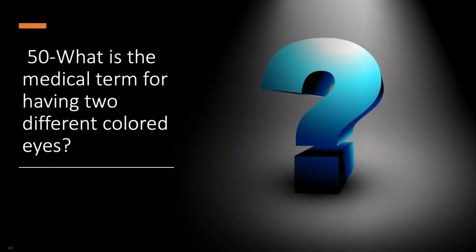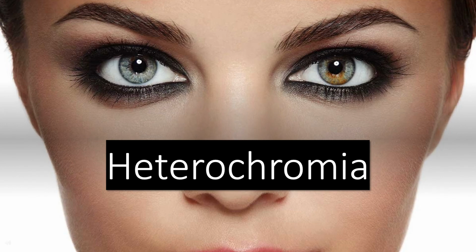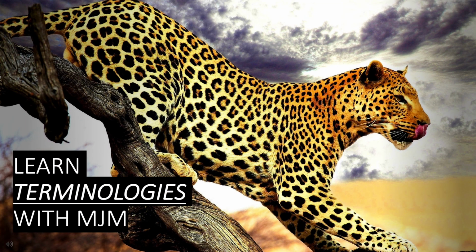50. What is the medical term for having 2 different colored eyes? Heterochromia.